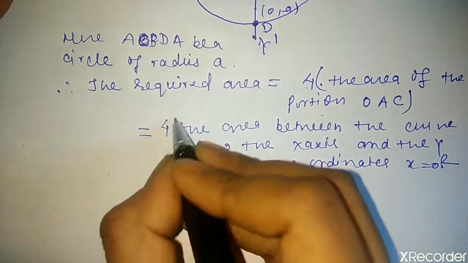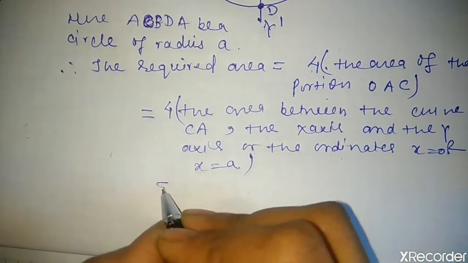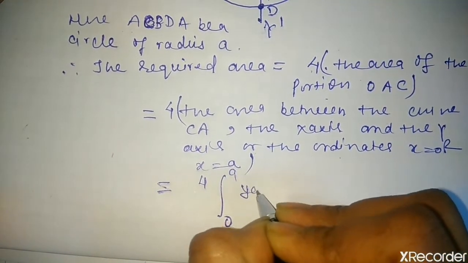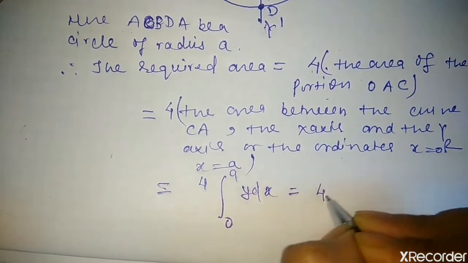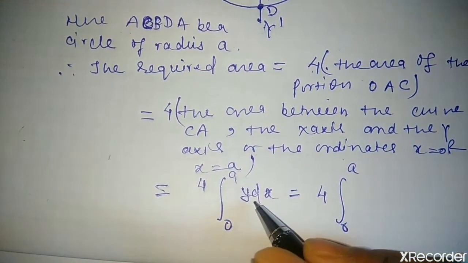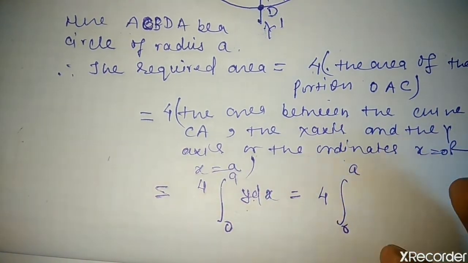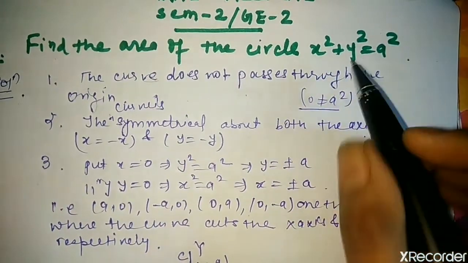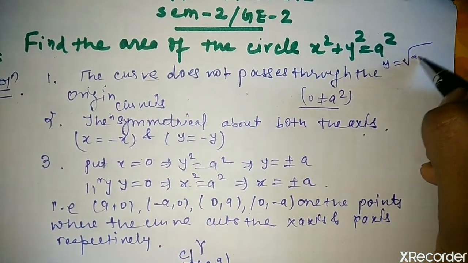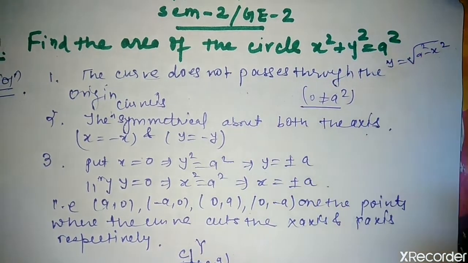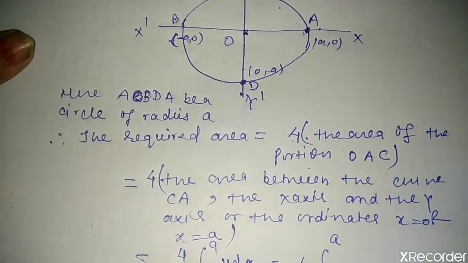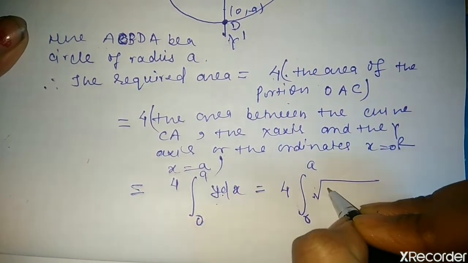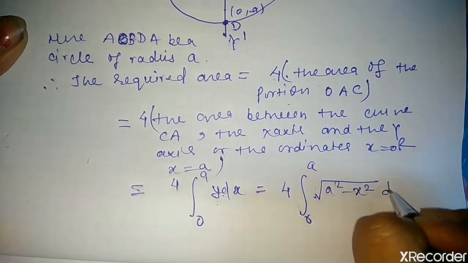Therefore, this is equal to 4 times the integration from 0 to a of y dx. We have to find the value of y, since it is the portion on the right hand side. The value of y here is root over a square minus x square. So let us put this value here: 4 times the integral of root over a square minus x square into dx.